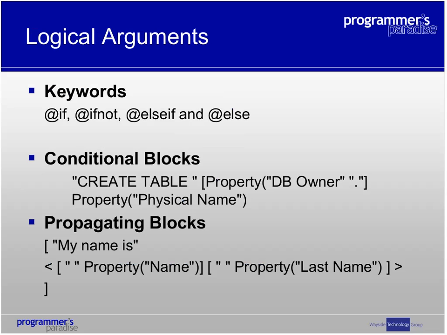Next is, of course, what any programmatic language uses: logical arguments. There are multiple types of logical arguments you'll see in the code. One uses keywords: the @ if, @ if not, @ else if, and @ else. These are pretty straightforward, as you'd expect.